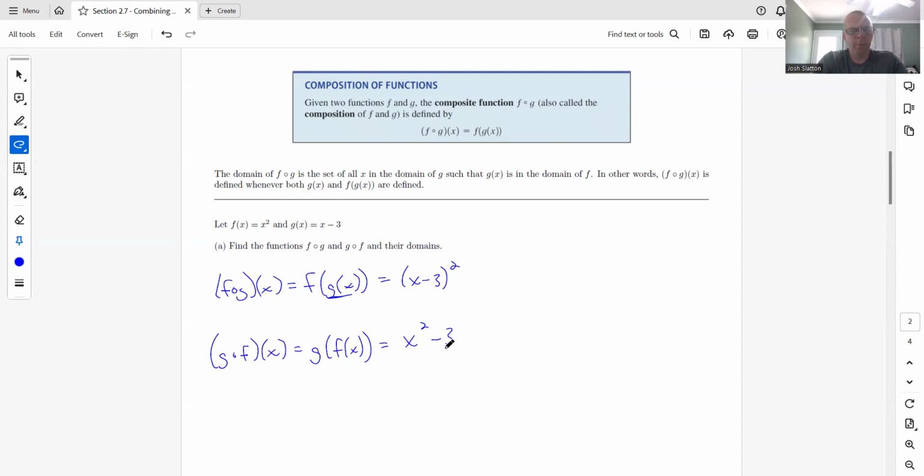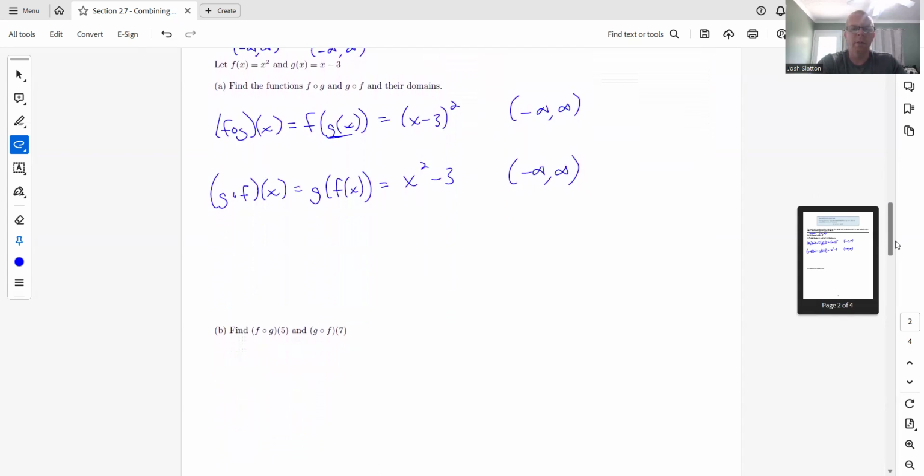So now what's the domain? The domain of both of these is all real numbers. We're not super concerned about what the domain of the output function is. We're more concerned about what the domain of this one is and what this is. And in both cases here, it's all real numbers, so nothing too serious here. We don't have any square roots or rationals or anything like that, so nothing too deep there.